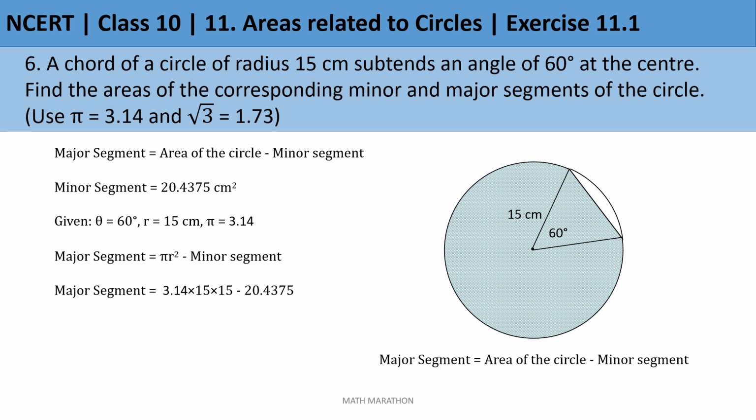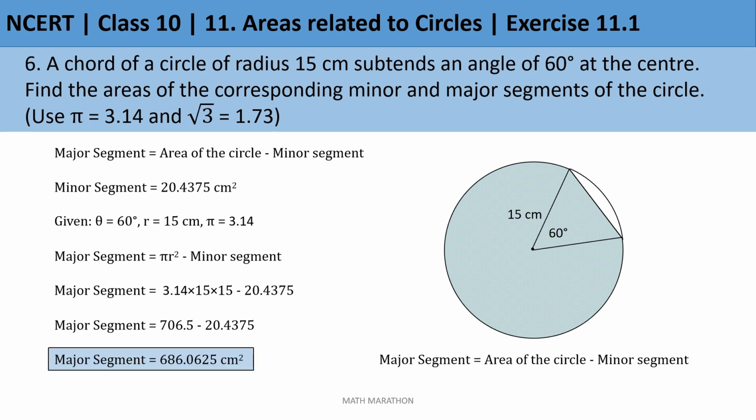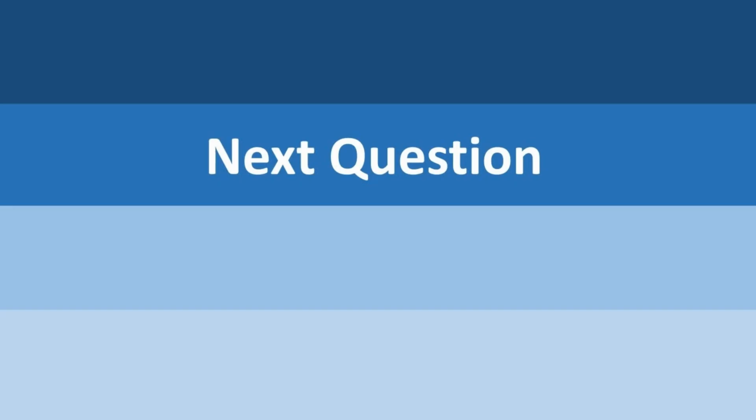Major segment is equal to pi, which is 3.14 multiplied by r square, which is 15 square, minus minor segment, which is 20.4375. Major segment is equal to 706.5 minus 20.4375. Major segment is equal to 686.0625 centimeter square. Let us see next question.